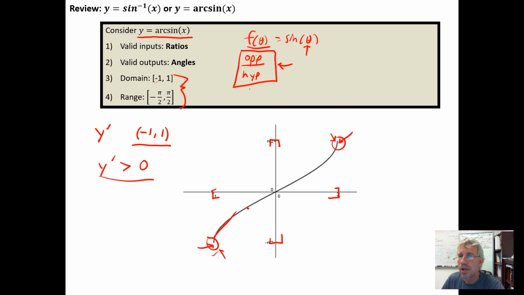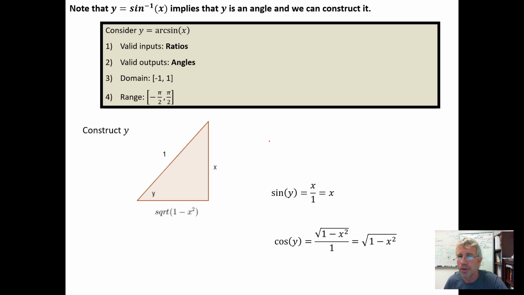So once we've identified that, we're ready to start to build the right triangle that we need in order to come up with the derivative of the arc sine function. So remember, if we are talking about the sine function, f of theta equals sine theta, we had to restrict that domain to -pi/2 to pi/2.